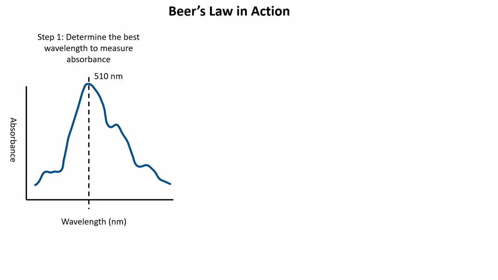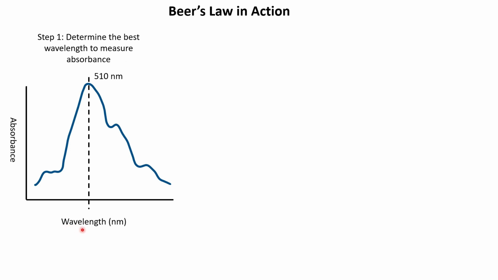All right, but if you're doing a lab on Beer's law, you are probably not measuring bilirubin. You are probably measuring just some simple colored species. So how do you actually use Beer's law in the lab? We're going to go through this step by step. So your step 1 is going to be determine the best wavelength to measure the absorbance of whatever you're measuring.